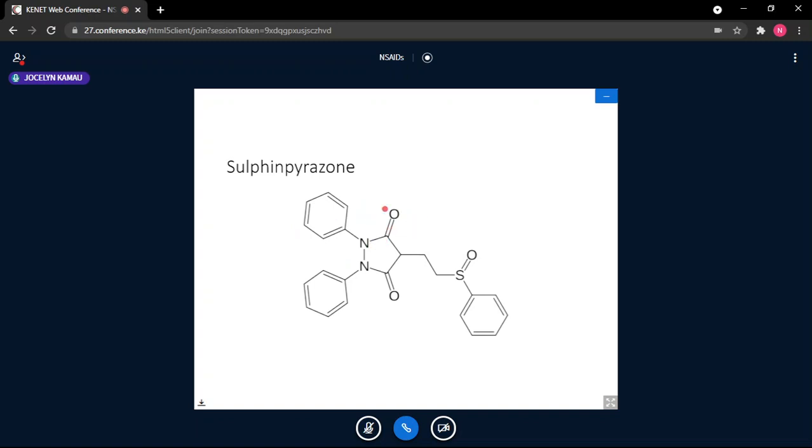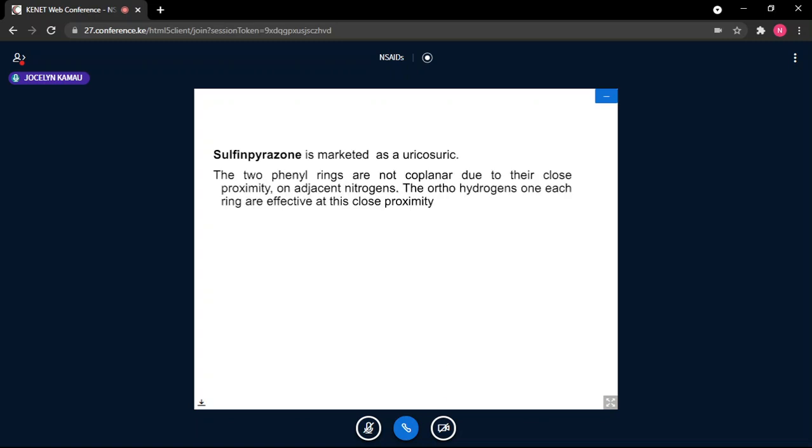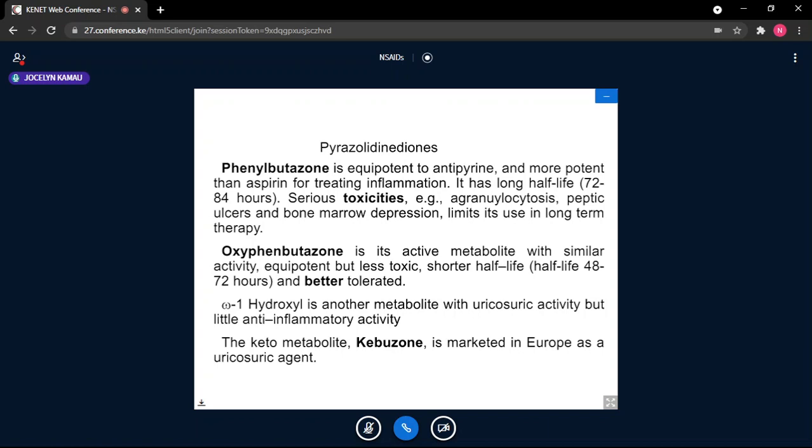This oxygen is responsible for keto-enol tautomerism, and hence the drug, obeying some of the rules, might not obey all of them, but obeying some of the rules, exhibits non-steroidal anti-inflammatory activity. It is equipotent with antipyrine and more potent than aspirin for treating inflammation. It has a long half-life, but it has serious toxicities, just like we have said of antipyrine, e.g. granulocytosis, peptic ulcer, bone marrow depression, which limits its long-term use.